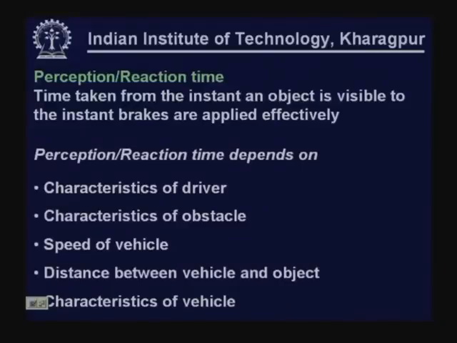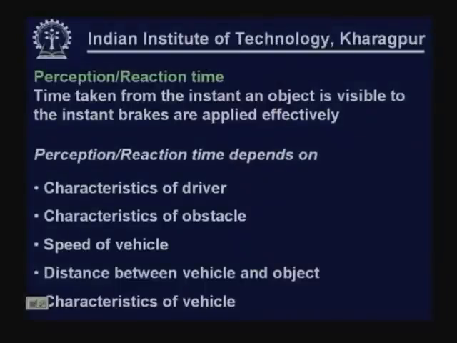First, the perception reaction time. Whenever there is a necessity to stop the vehicle, how does it happen? First of all, an object becomes visible to the driver, it goes inside the mind, that information is analyzed or processed, and the driver makes a decision that yes, he needs to stop the vehicle. So, accordingly he puts pressure on the brake pedal, and at that point the effective application of brakes starts. So, there is a time gap between the time the object is visible to a driver and the time the brakes are applied effectively. This time is considered as perception time.